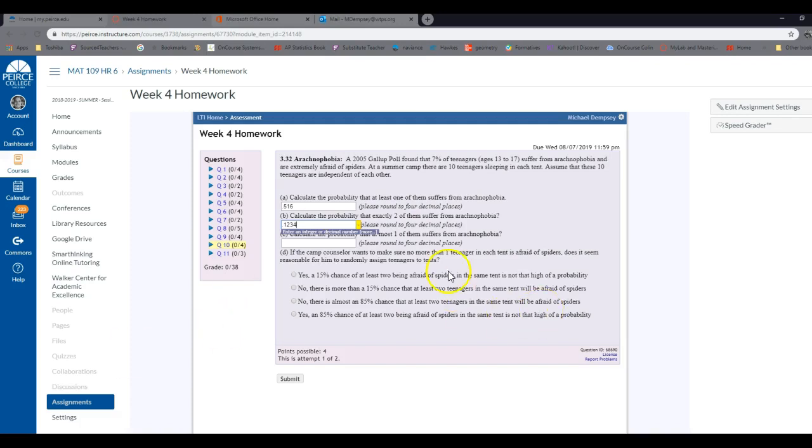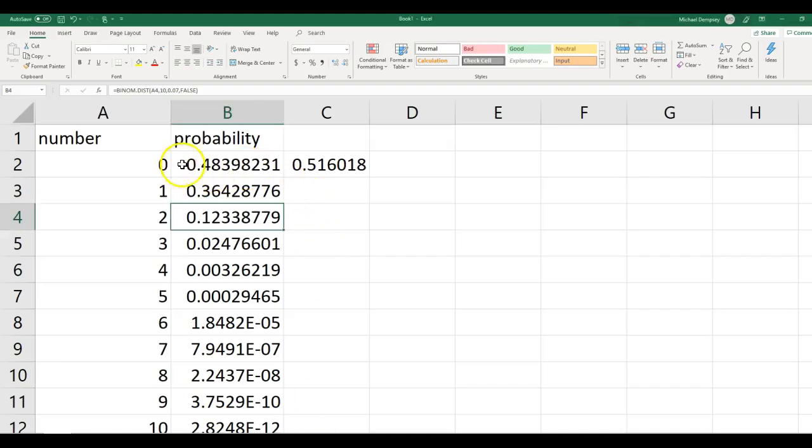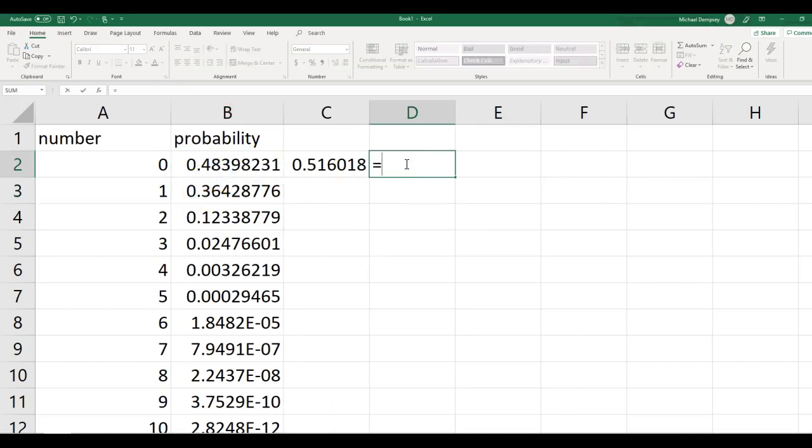Okay, and calculate the probability that at most one of them suffers from arachnophobia. So at most one would mean either nobody or 1, no more than that, just these 2. So if I do equals, I think I can just add these 2 together right here pretty quickly. 0.8483.